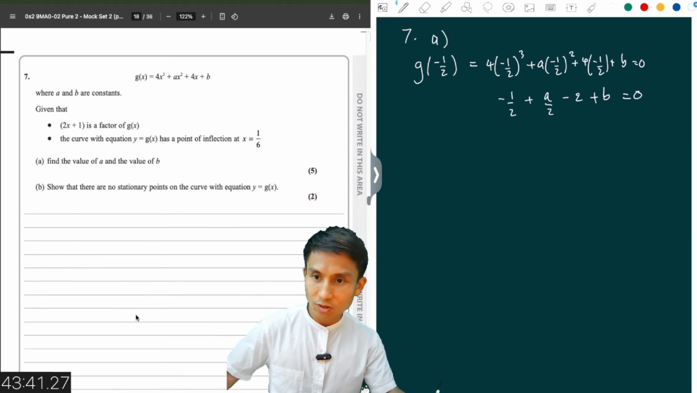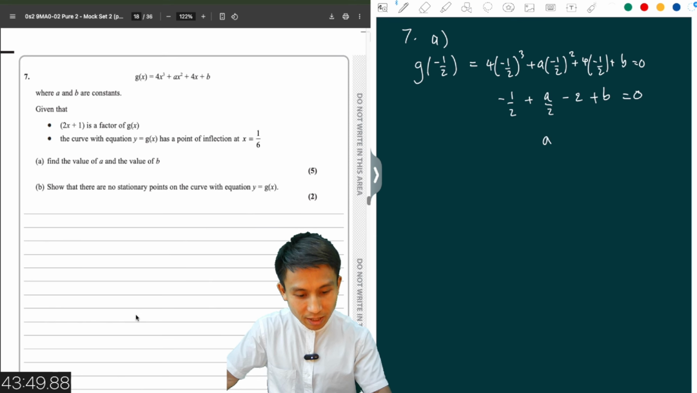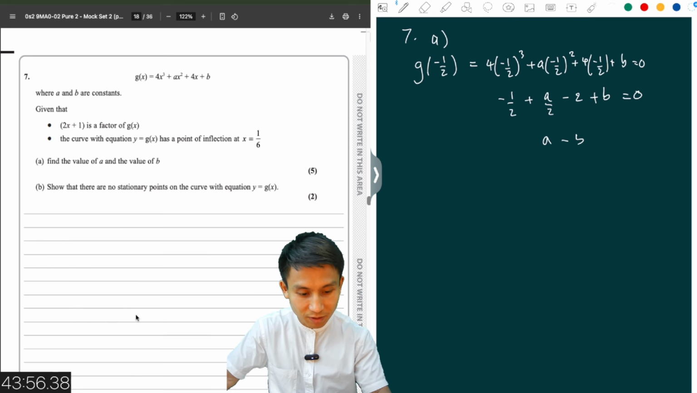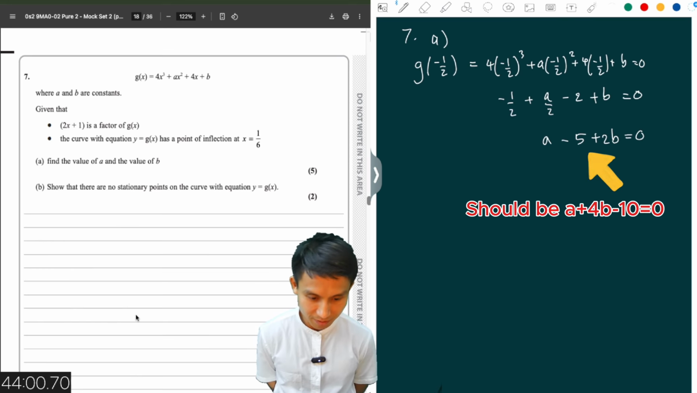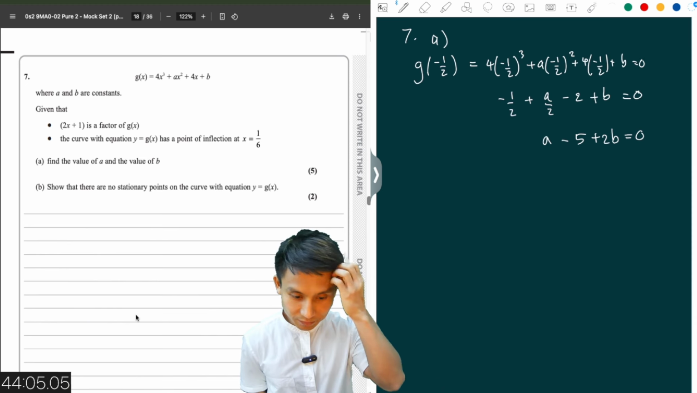It looks like we're going to get simultaneous equations. If we multiply across by 2 for every term, and I sum this up first, I get minus 5 over 2. So that's a minus 5 plus 2b equals 0. That's the first equation.